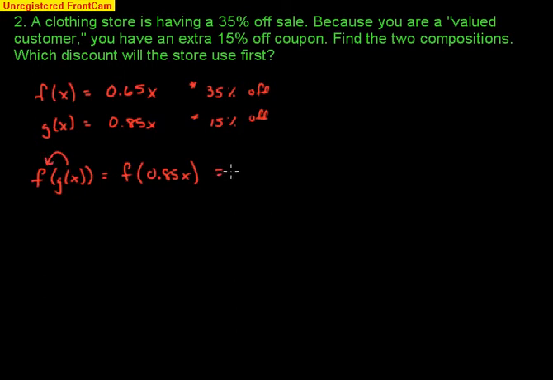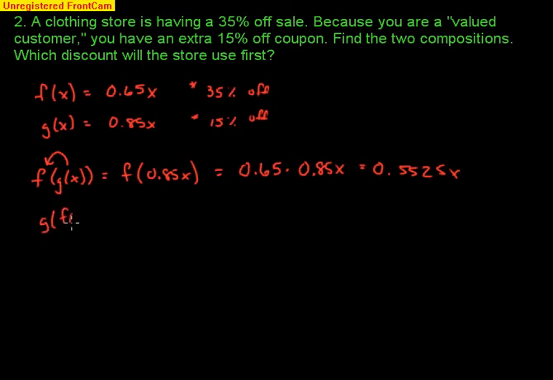And we're going to put g into f, which means we're going to write 0.65 times, and in place of x, we'll put what we're evaluating. That is 0.85x. Okay, and we'll go ahead and multiply this out to see what percentage you're really paying for your items. And when I use my calculator, I get 0.5525x, and that's the first composition. So in the end, you're going to be paying about 55% of the original price.